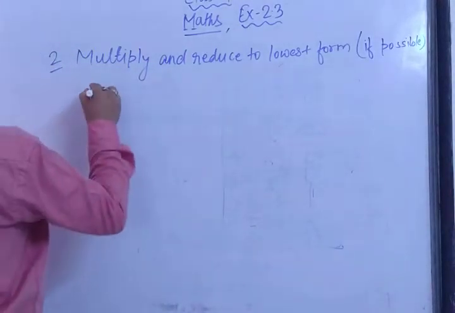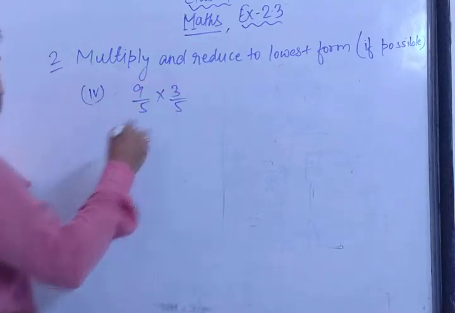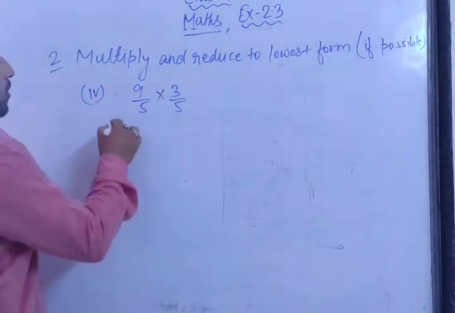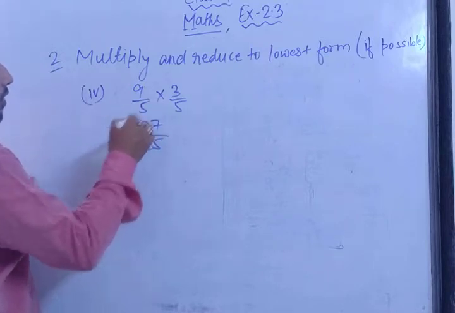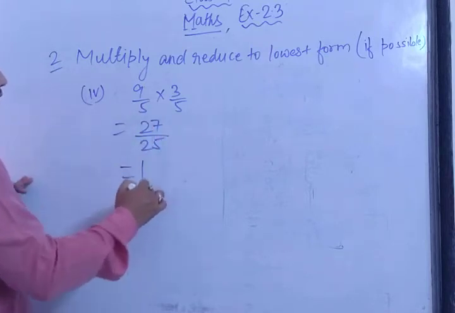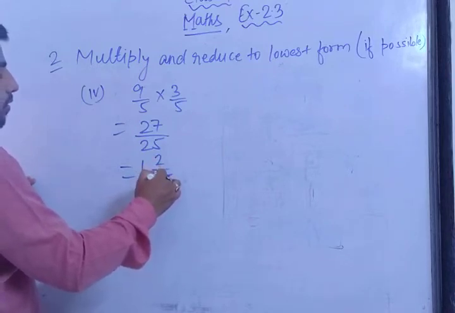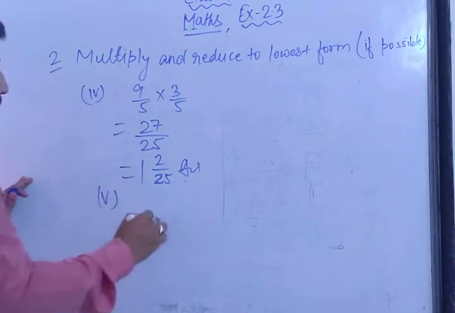Question number 4. 9 by 5 into 3 by 5. Right? This is the question? Yeah. So is it anything reducible? No. 9 3s are 27, 5 5s are 25. If you want to change it into a mixed fraction, 25 into 25, 2 remainder. This is your answer of 4th. Now we are going towards the 5th one.